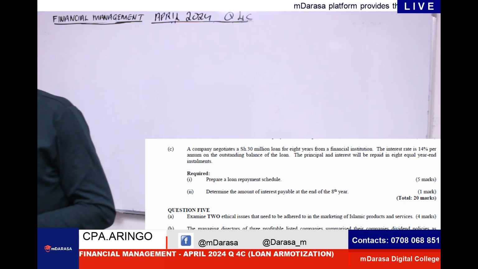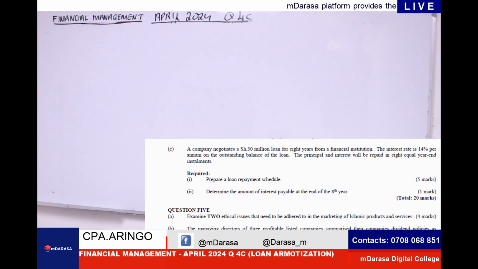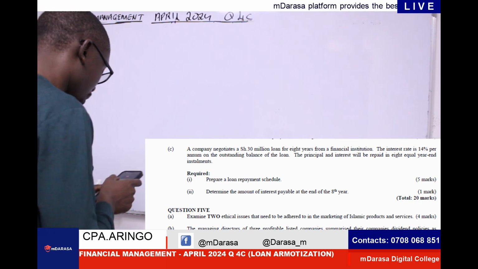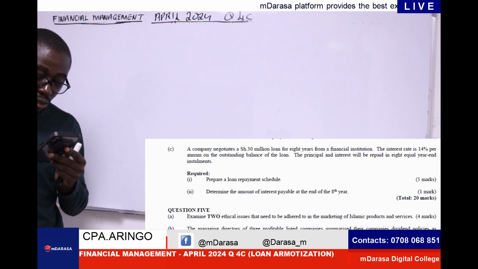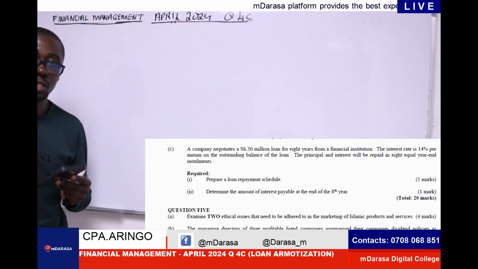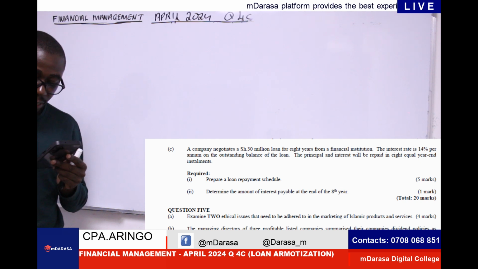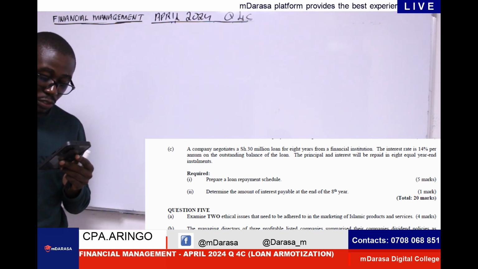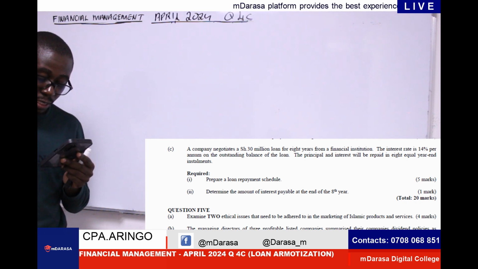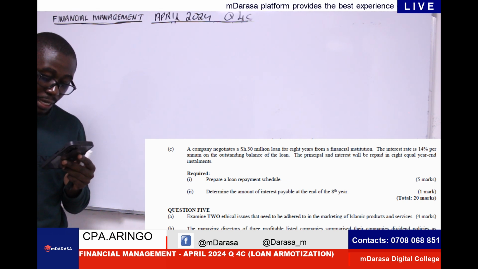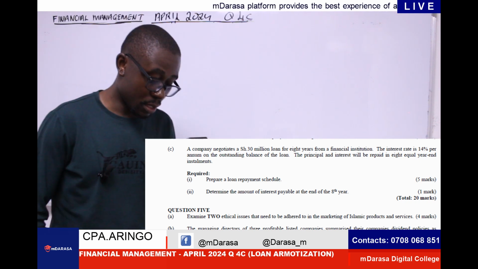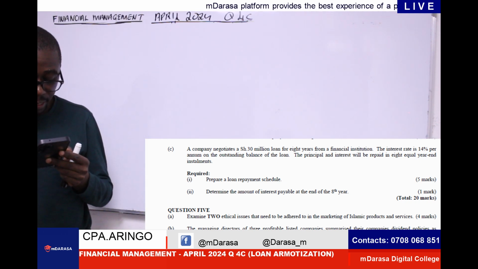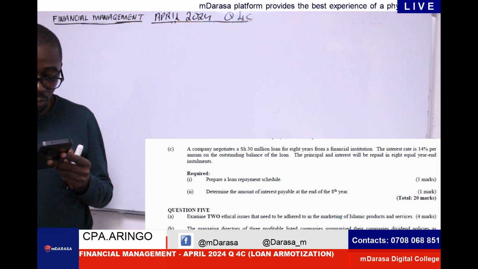I'll share the question on the screen, which is very visible for us. You see part C of the question. These are what we are told: a company negotiates a 30 million loan for 8 years from a financial institution. The interest rate is 14% per annum on the outstanding balance of the loan. The principal and interest will be repaid in 8 equal year-end installments. So we are required to prepare a loan repayment schedule, determine the amount of interest payable at the end of the 8th year.